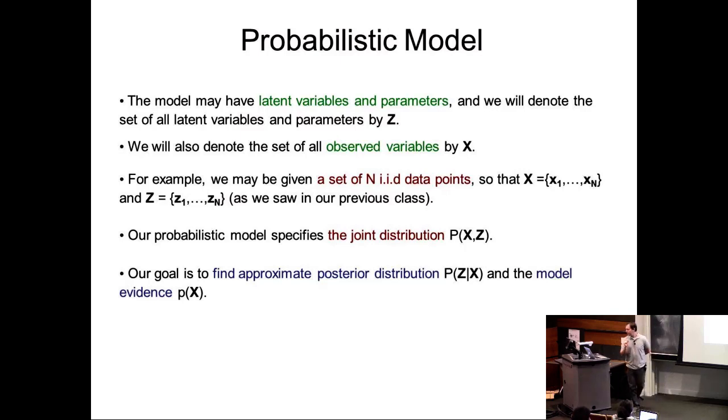So let's set up the following problem. The model may have latent variables and parameters, and we denote all latent variables and parameters by z. Typically in Bayesian frameworks, there is no difference between latent variables and parameters. Everything is something you're trying to estimate a posterior distribution over. We'll also denote the set of all observed variables by x. So for example, given a set of n i.i.d. data points, x is a bunch of images, let's say, a bunch of examples, and z is the bunch of latent variables, right? So for example, z's here could be the hidden states of a deep belief network. A probabilistic model specifies the joint probability distribution over the latent variables and observed variables. And our goal is to find an approximate posterior over the latent variables z given x, and perhaps the model evidence, P of x. Right? In some cases, if we want to be able to estimate log probabilities in Boltzmann machines, we need to be able to estimate what P of x is.